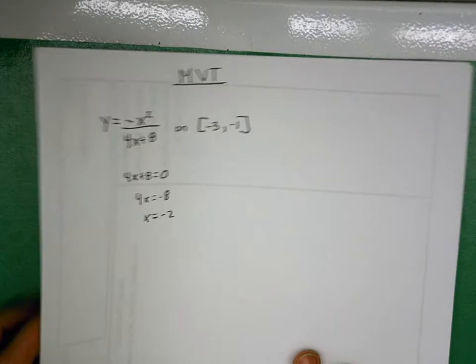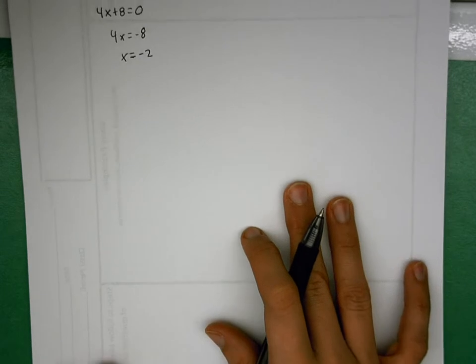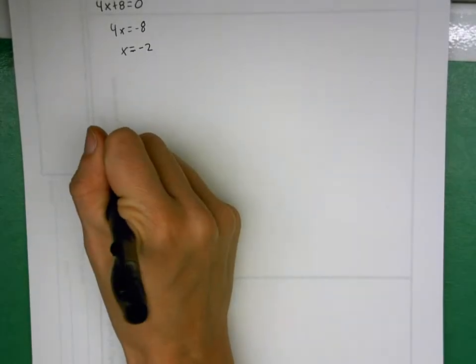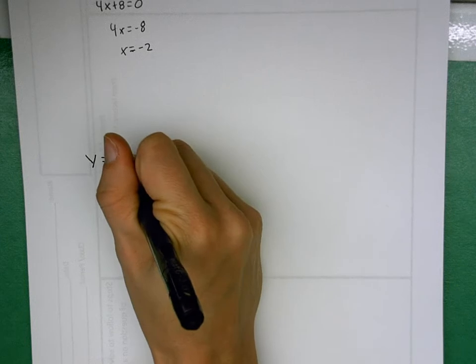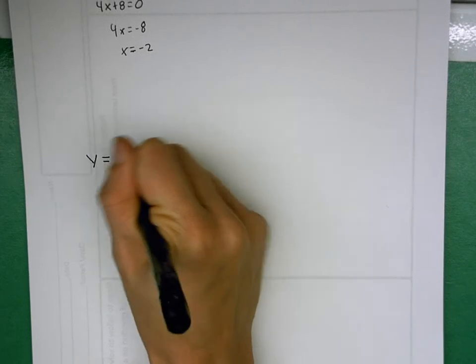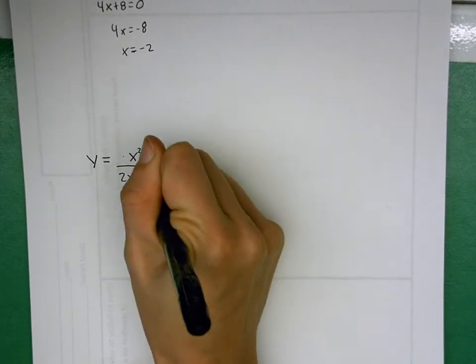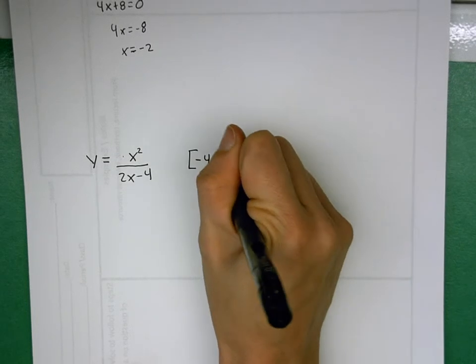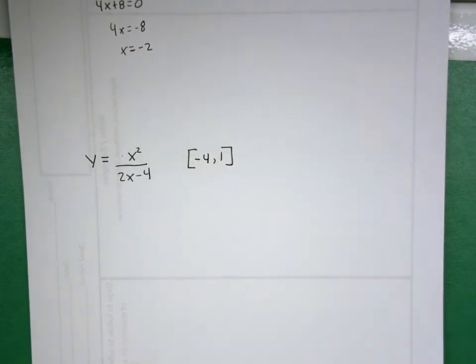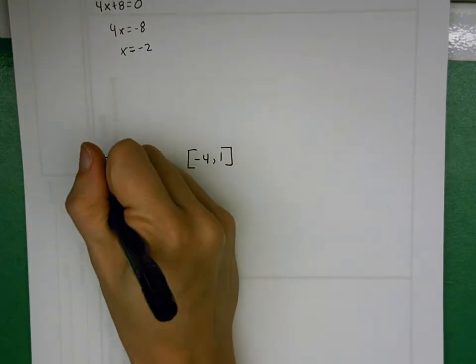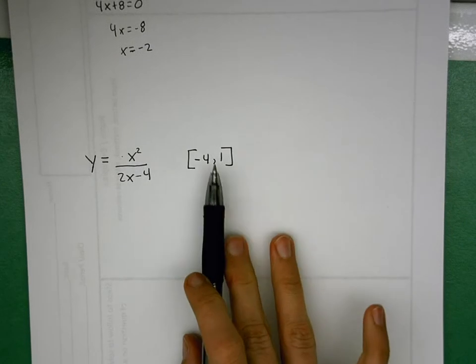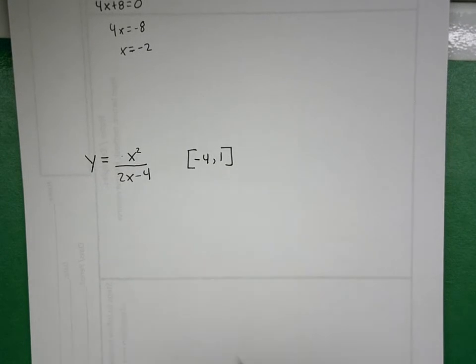Okay? Look at a couple where you can use it. If we had y equals positive x squared over 2x minus 4 on negative 4 to 1. Again, I have a discontinuity on this function, but my discontinuity is at 2. And 2, you'll notice, is not on the interval, so I'm good to keep going.